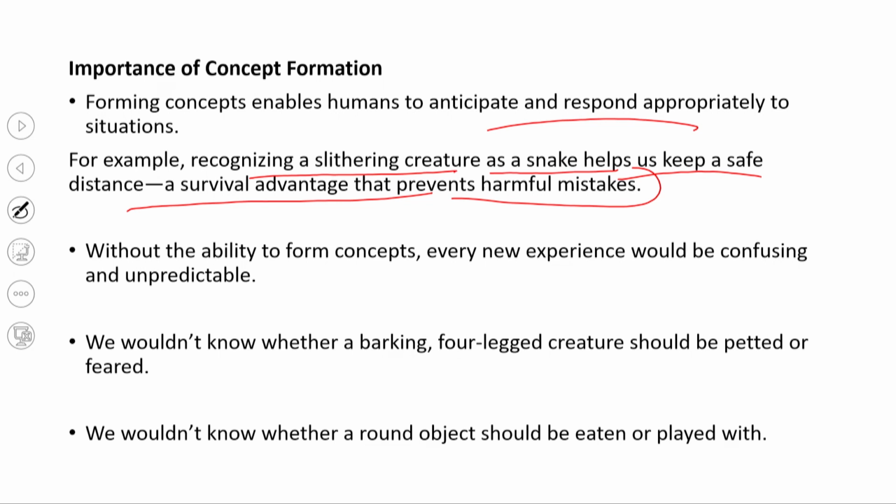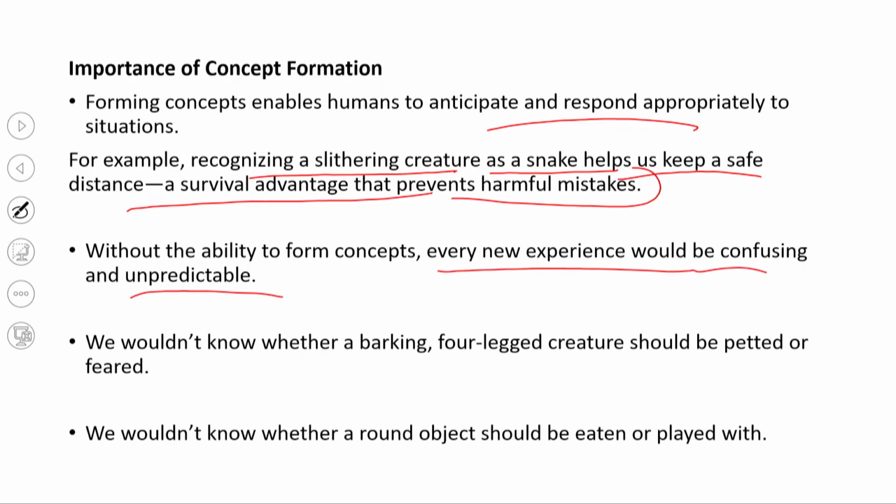So, once we learn a concept, we don't have to look at every snake whenever one comes. We don't have to think and process it. We know as a group of snake, it can be dangerous. So, it automatically helps us to respond appropriately to that situation. You don't have to process every time you see a snake, because you have a concept of snake. So, without the ability to form concepts, every new experience would be confusing and unpredictable.